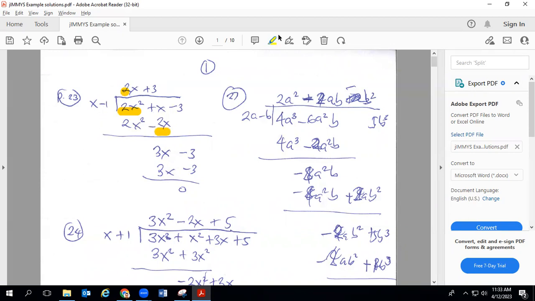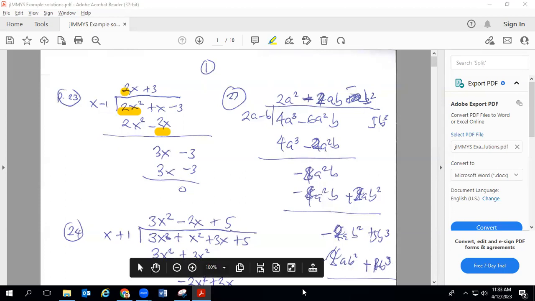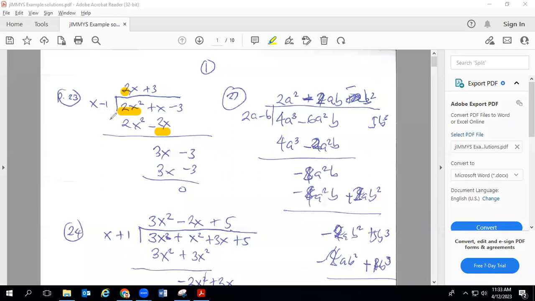Okay, you subtract this one. When you subtract, this one will become negative and this one will become positive. This one will cancel out and become 0, and then this one will become positive 3x. 3x divided by x is 3. 3 times x is 3x. 3 times negative 1 is negative 3. This negative 3 is going to be put here. When you subtract all of this, it will become 0.